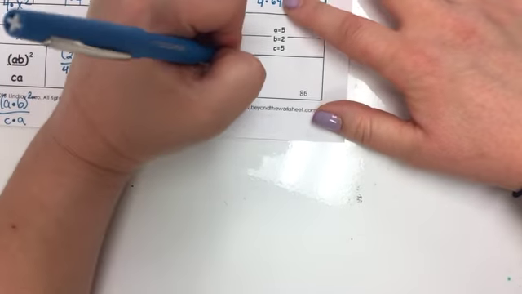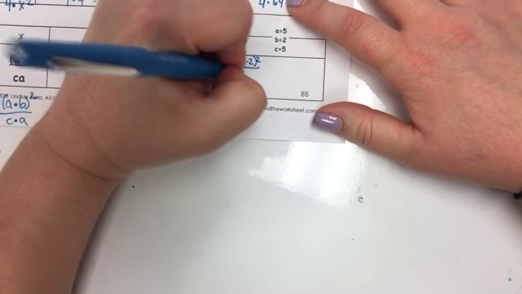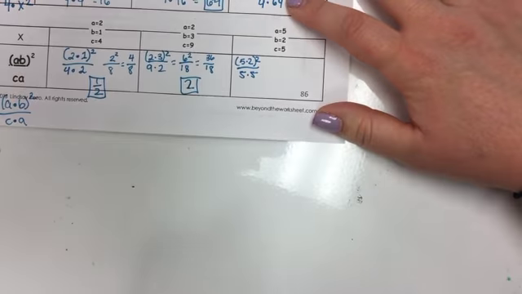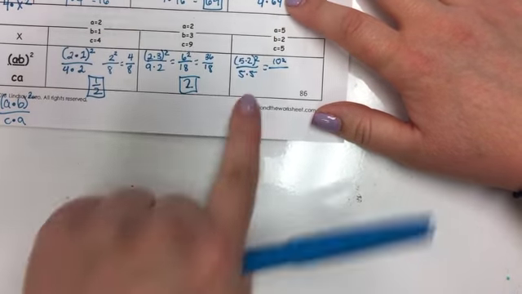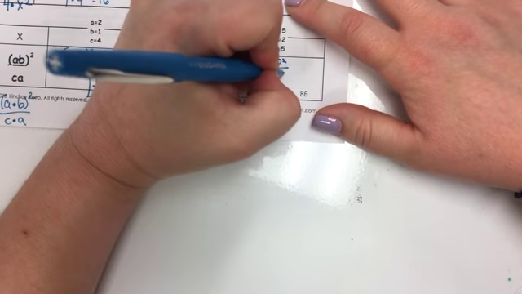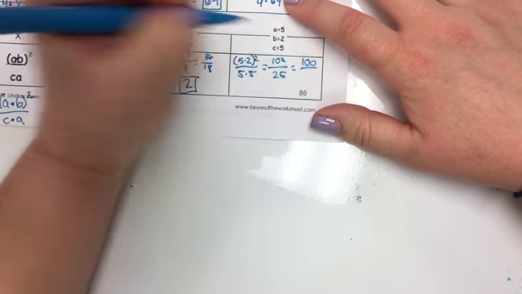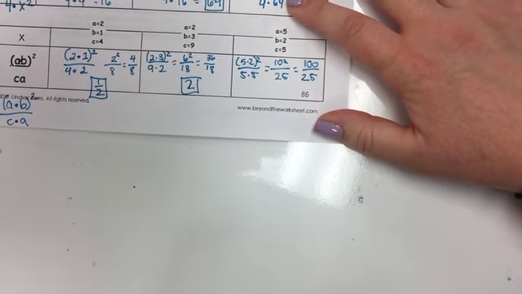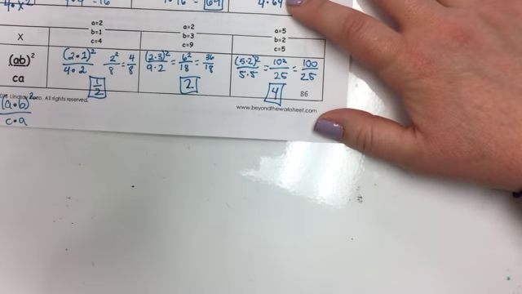And then the last one should be 5 times 2 squared over 5 times 5. 5 times 2 is going to be 10, so we've got 10 squared on top. And on bottom, 5 times 5 is 25. 10 squared is going to be 100, so now we've got 100 over 25. 100 divided by 25 should give you a solution of 4.